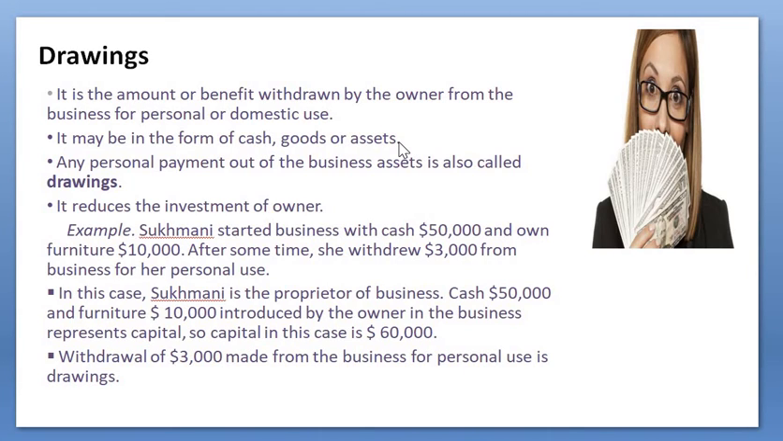Again, take an example. Suppose you have the business of electronic goods, और उसमें से आपको कुछ चीज अपने घर के लिए चाहिए, and you have brought that thing to your house. The amount equal to that thing is known as your drawing, because you have withdrawn the thing from the business. Now the business is not able to sell that asset. Any personal payment out of the business funds is also called drawing. If you have paid any amount of personal expenses, suppose electricity bill is paid through the business cash, then it is also known as your drawing.